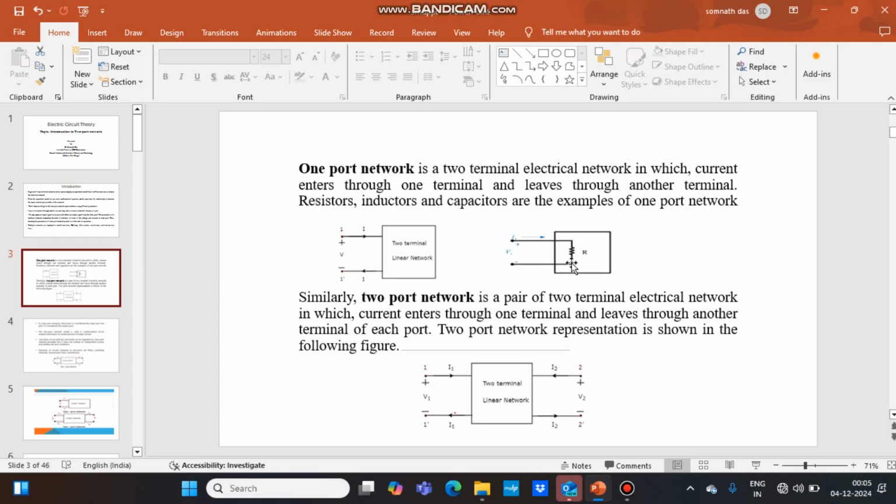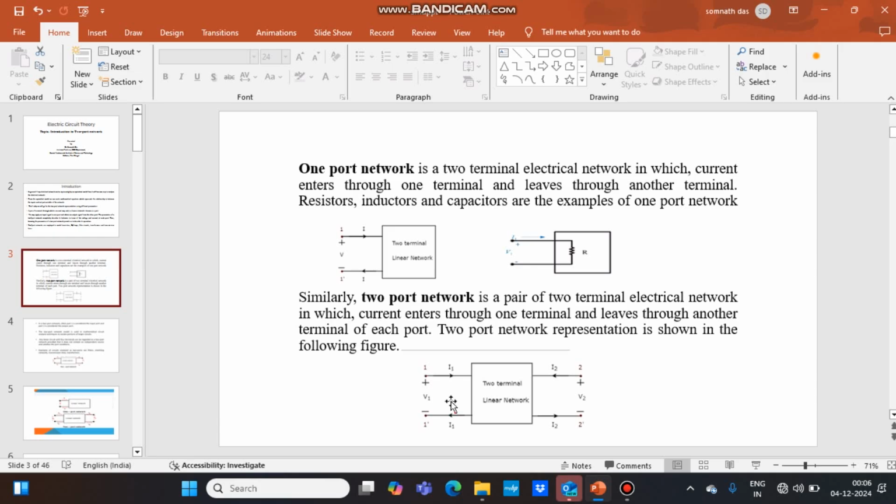In the second figure a resistor is shown. A resistor has two terminals. If we apply a voltage across the two terminals, then current will enter the resistor and the same amount of current will leave the resistor. A rectangular box is used to represent the resistance. See in the first figure, within the box an electrical network is shown. The electrical network may contain several elements. It should not contain any independent source. It may contain dependent sources.